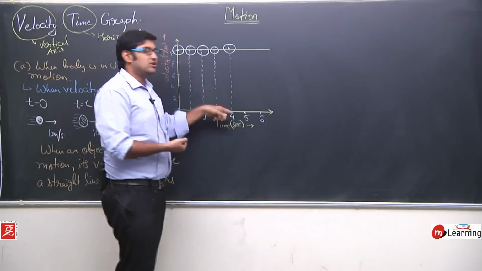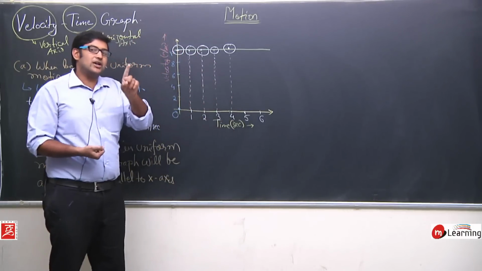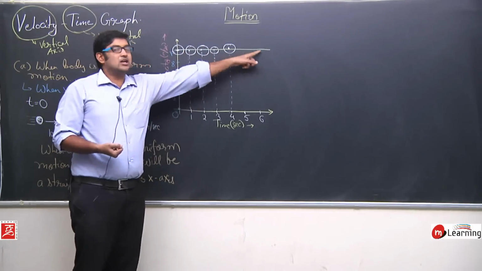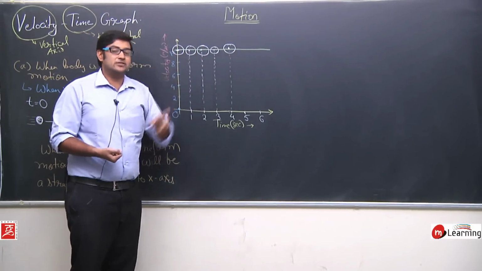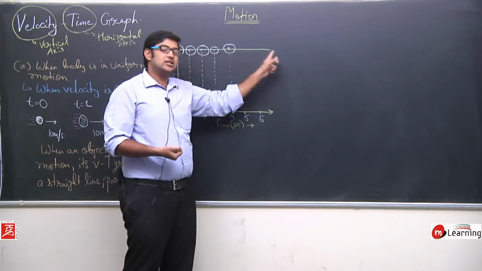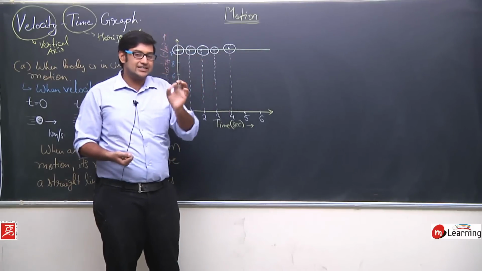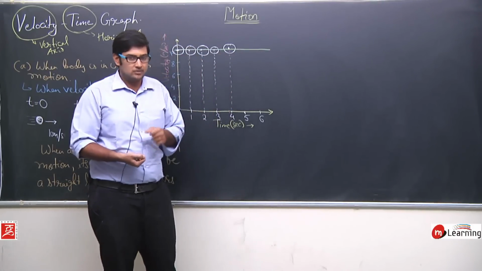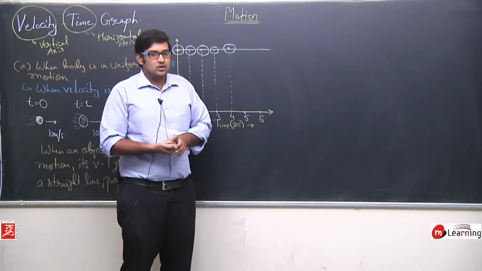When the velocity time graph is like this, don't get confused with the distance time graph. In the case of the distance time graph, when the graph is like this, it represents that the object is at rest, or the object is at a stationary position. The object is stationary.